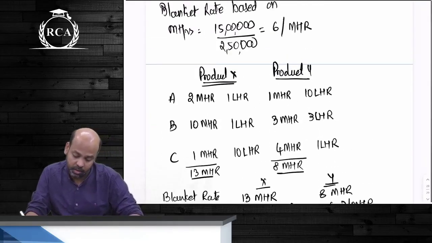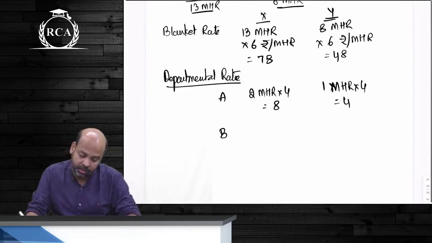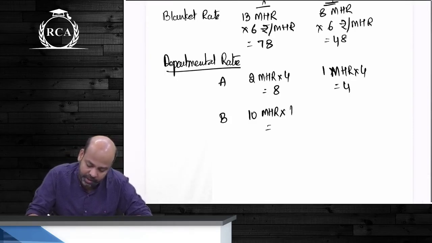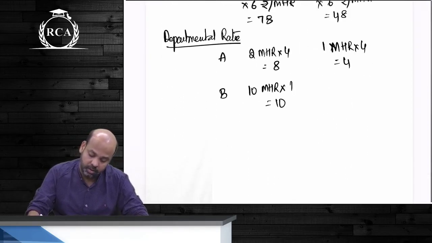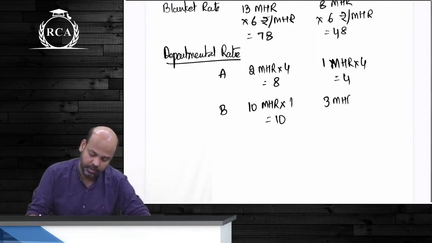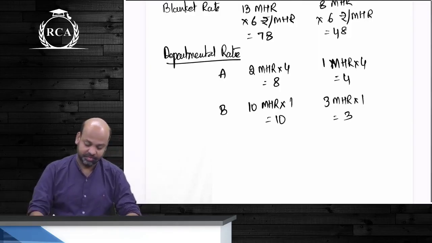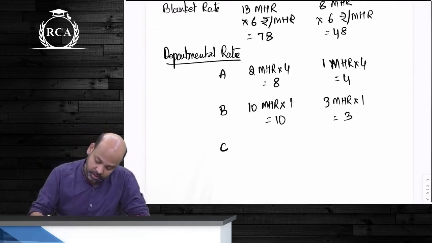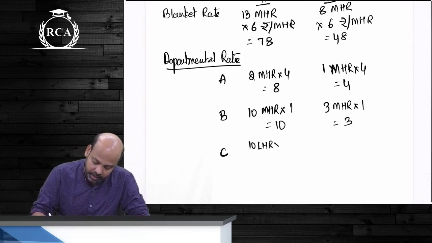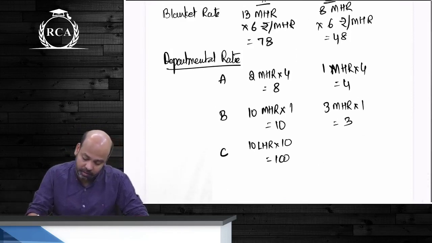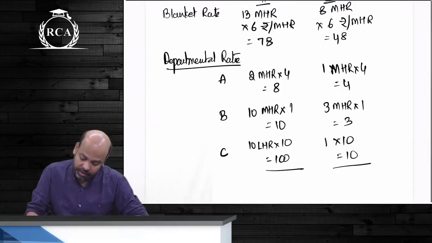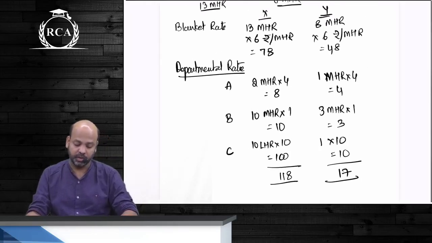Department B, beta. Rate is 1 rupee per machine hour. So what will be the amount beta? 10 machine hours multiplied by 1 rupee. That is 10. And here 3 machine hours into 1 rupee. Department C beta, the rate is 10 rupees per labor hour. So the answer beta would be 10 labor hours multiplied by 10 rupees, and that would be 100. And here beta, it would be 1 into 10. The total amount of overhead allocation beta is 17 rupees here, and here it is 118 rupees.